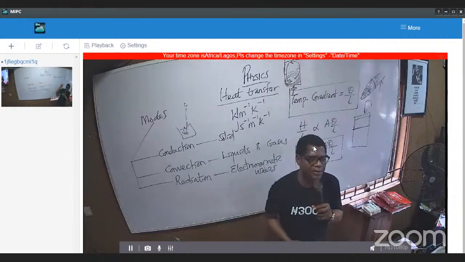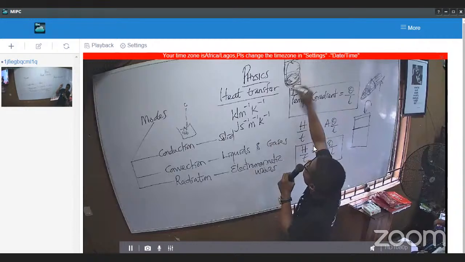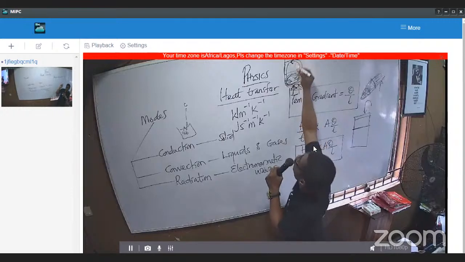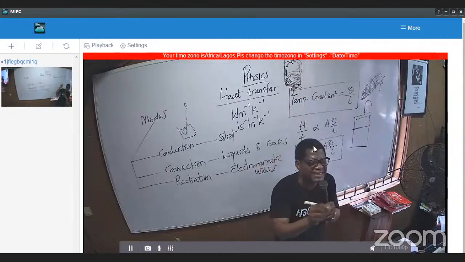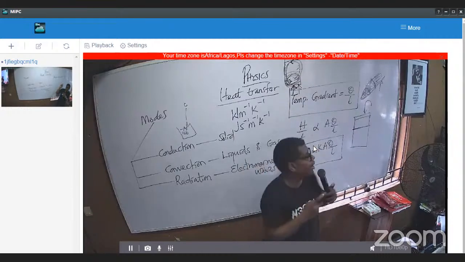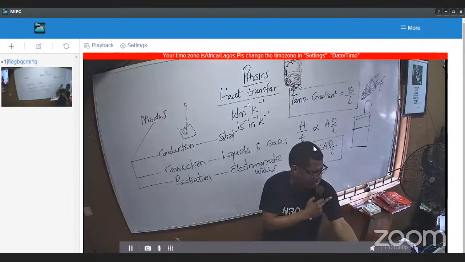Why are we having that? Because we have different density. The water here is less dense because it is being heated. When you heat water, it becomes less dense and lighter, so it goes up, and the colder water comes down, like that, until the water begins to boil. So convection is as a result of what? Density difference. What about conduction? Temperature difference.